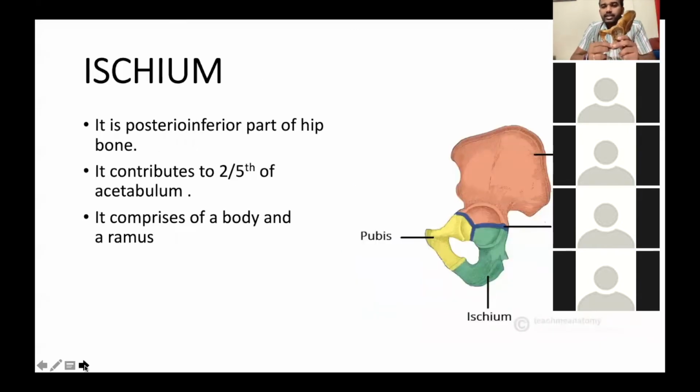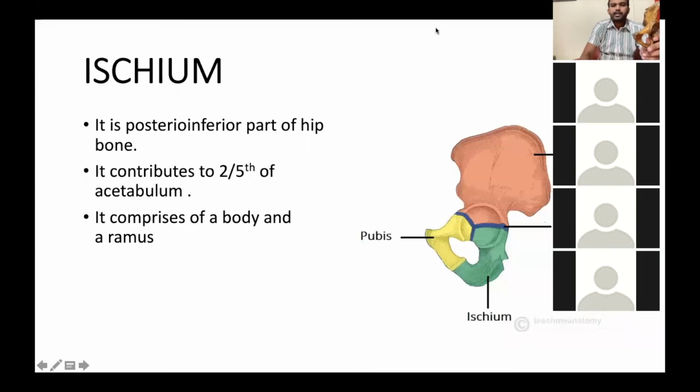Now we will talk about the ischium. This is the ischium, this part. Can you see this one? Yesterday we discussed the ilium, just now we discussed the pubis, and now we are going to discuss this part called the ischium. Ilium, ischium and pubis all fuse to form the hip bone. So now I'm talking about the ischium. May I proceed?